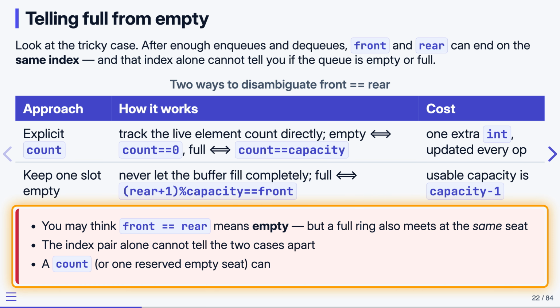Watch out for this trap. You may think front is equal to rear always means empty, but once the ring fills up, front and rear meet again at the same seat when it is full. The two indices alone cannot tell the cases apart. A count, or one reserved empty seat, gives you the answer.